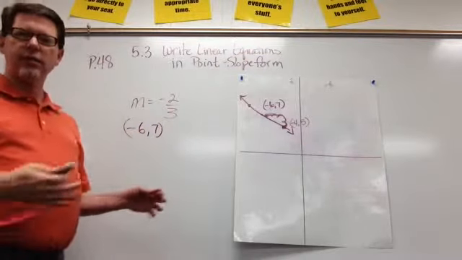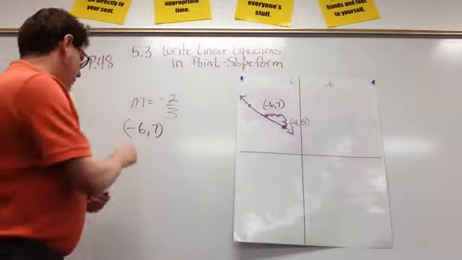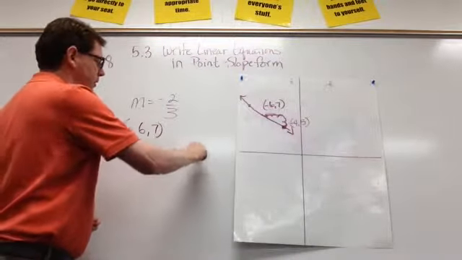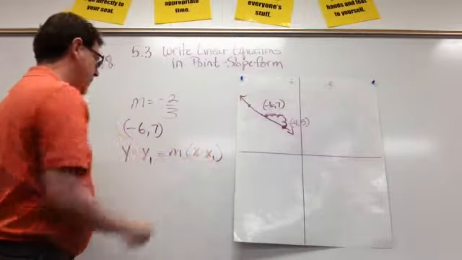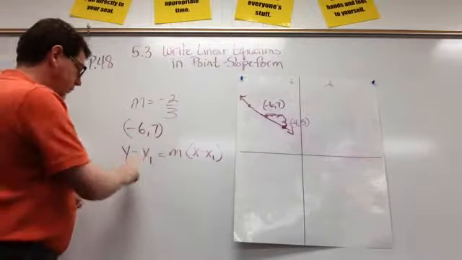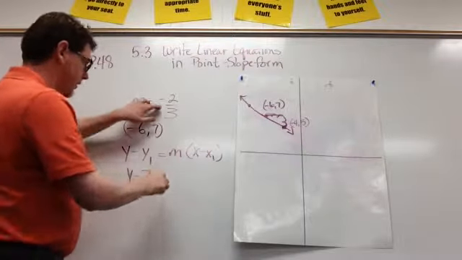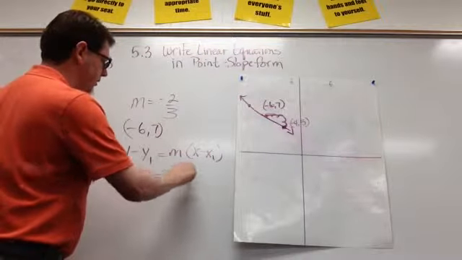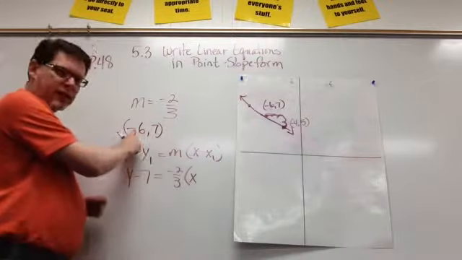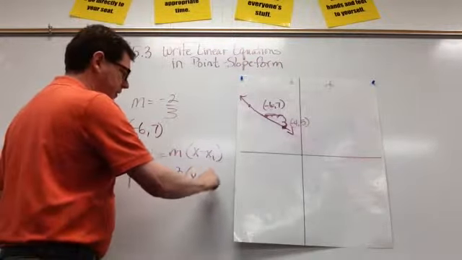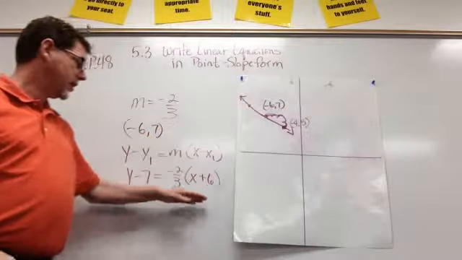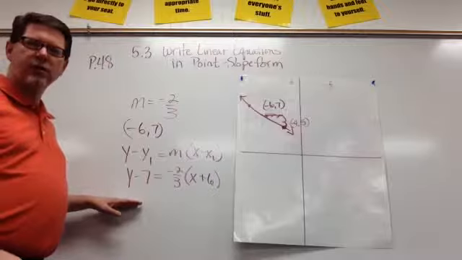So then I'm going to write it in point-slope form. Y minus y1 equals m times the quantity of x minus x1. So I'm going to plug in what I know. Y minus y1, well, y1 is 7. Y minus 7 equals negative 2/3 times the quantity of x. Well, I have minus negative 6, which is the same thing as plus 6. And there's my equation of this line in point-slope form.